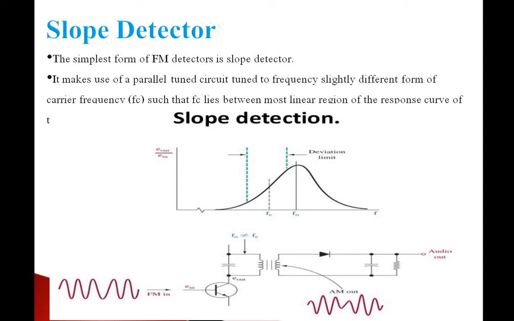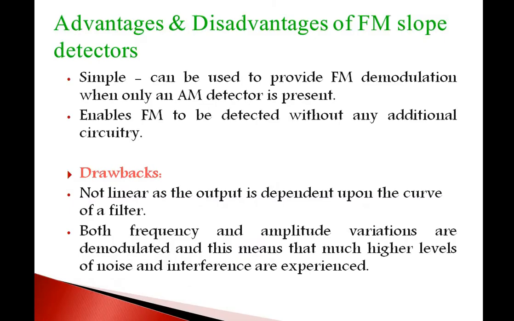I have repeated once again, the response curve of the circuit is not linear. Whatever output you are getting here, the carrier frequency is lying in between this term and it is not linear, so the output is not linear. Due to this, the amplitude gets distorted and harmonic noises will occur. To overcome that, we are going for the balanced slope detector, because it does not eliminate the amplitude variations. That's the reason we are going for the balanced slope detector.